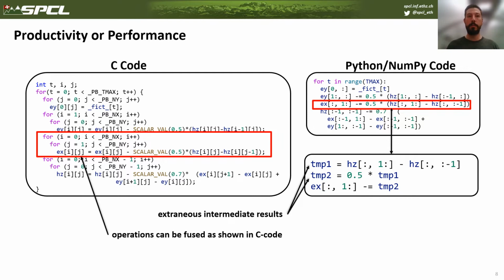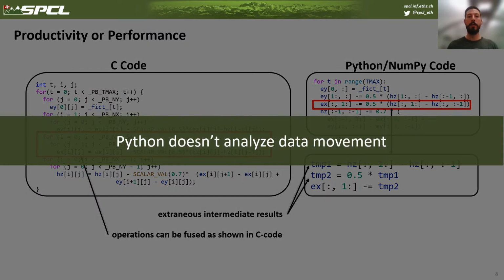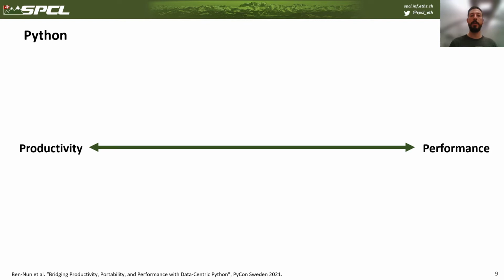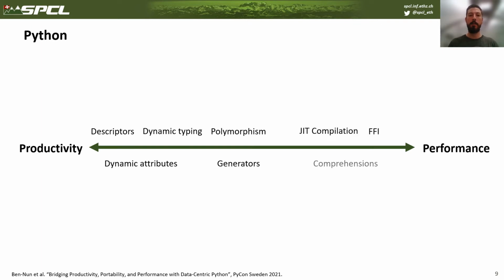So, why can't the CPython interpreter do the same? Because Python does not analyze the data movement, and in this case, it cannot infer the capability to fuse and take advantage of locality. This is exactly one of Python's performance disadvantages that we want to fix. So, how are we going to do this? We start with Python and its features. We have features like dynamic typing and dynamic attributes that are increasing productivity, while others, for example, the NumPy module, are more tailored for performance.